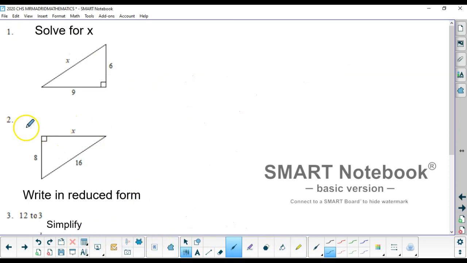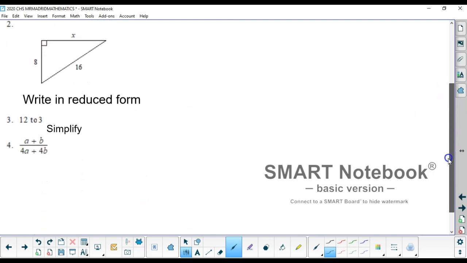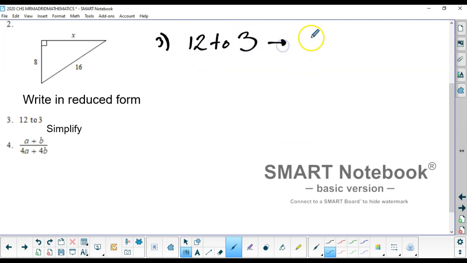Next up, by the way, number 2, we're going to skip. We'll have you guys practice that in class. Let's go to number 3. And they want us to write this ratio in reduced form. So we have 12 to 3, which can be written with a colon, 12 to 3.